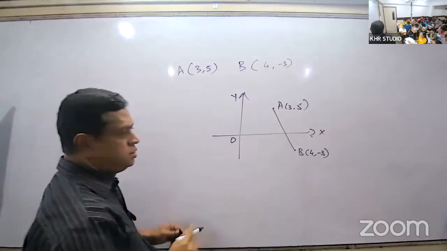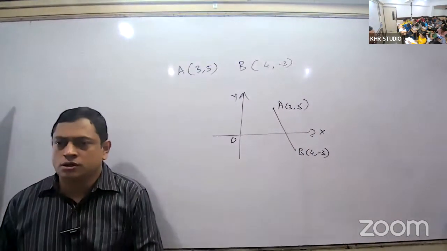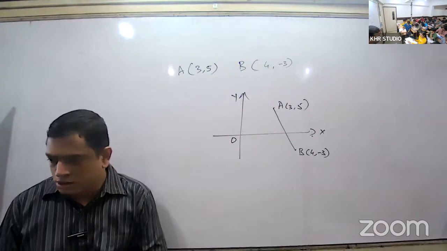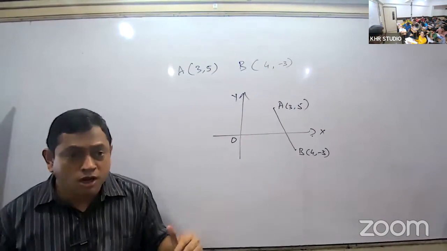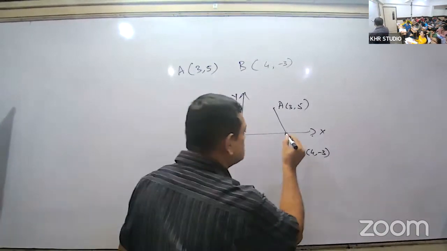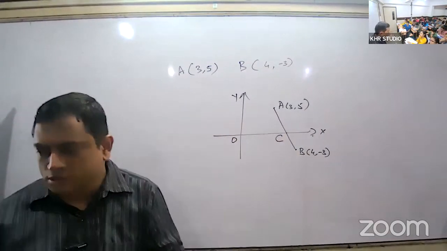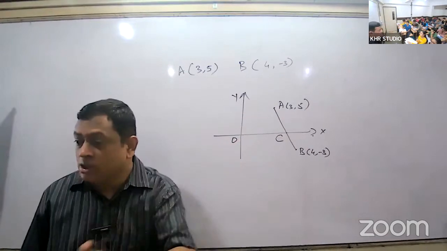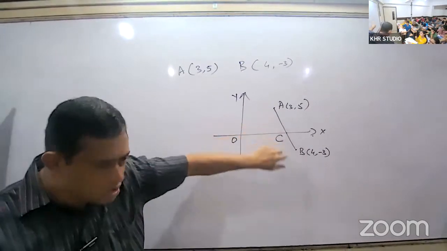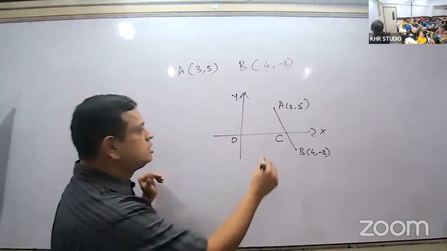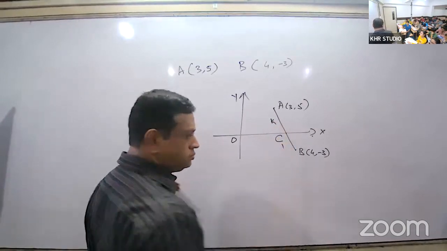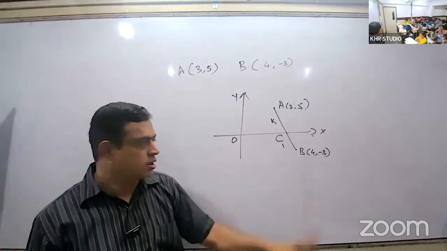Now, what is the question asked? Find the ratio in which AB is divided by the x-axis. So let's say this point is the point C. What ratio do you have to find out? AC is to CB. That means you take this equal to k is to 1. So what is unknown? k.